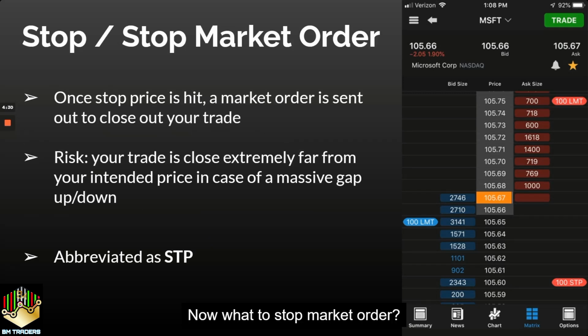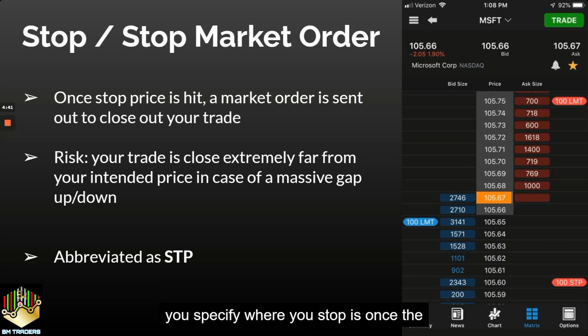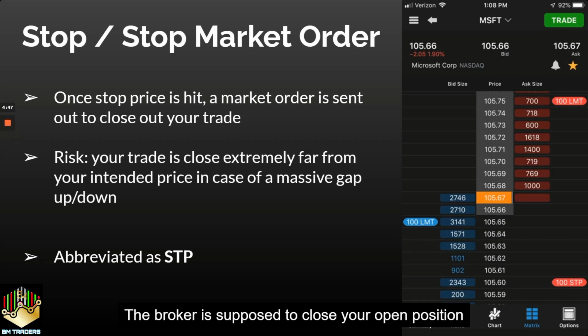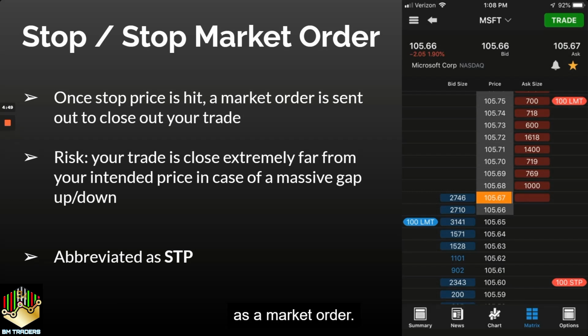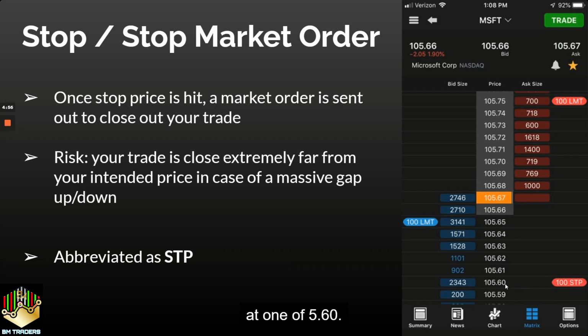Now, what's a stop market order? A stop market order says that if you have any open positions and you specify where your stop is, once the price reaches that stop, the broker is supposed to close your open position as a market order. So I will give you an example. In this case, we have 100 stop at 105.60.